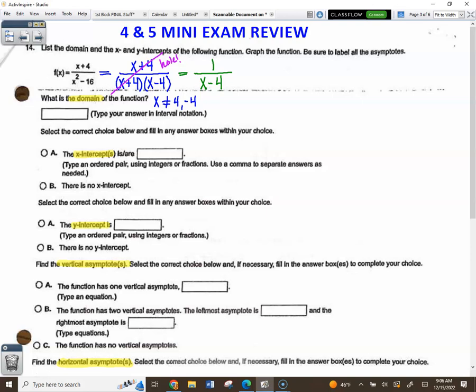So I'm going to have to write in interval notation showing the whole number line highlighted, except I'm skipping over negative 4 and I'm skipping over positive 4. So that would look like this. Which number gets skipped over first if you're reading it left to right? Negative 4. Then negative 4 would run to positive 4. Then 4 would run to infinity. So that's how the domain would look.